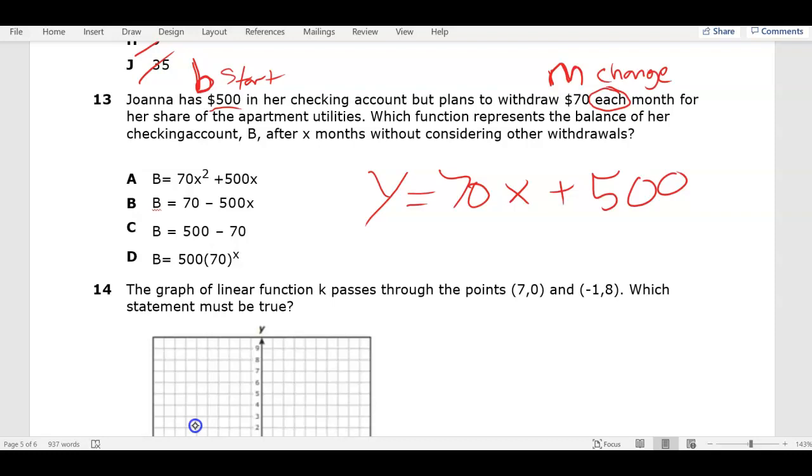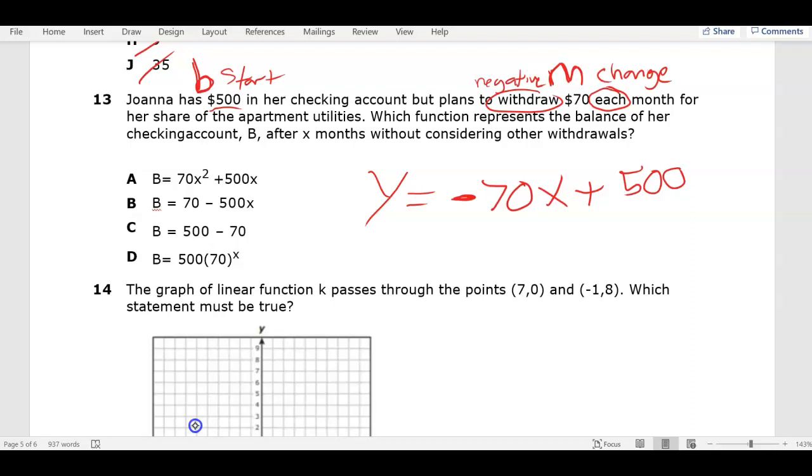Let me back that up. I'm a lawyer. Okay. If you're withdrawing, that's negative. Okay. You have to take out money. Negative. So you have minus 70x plus 500. All right, get that a fast.